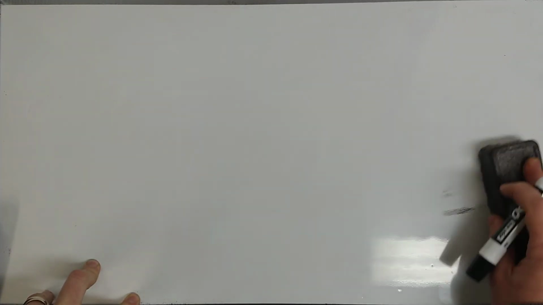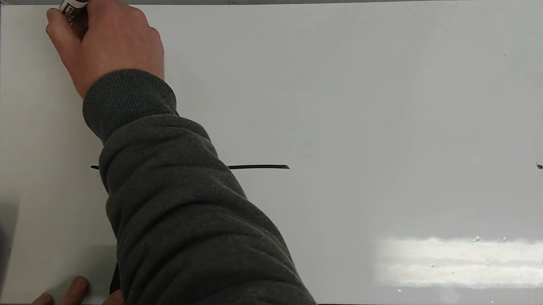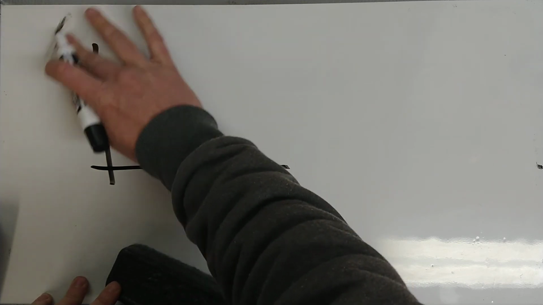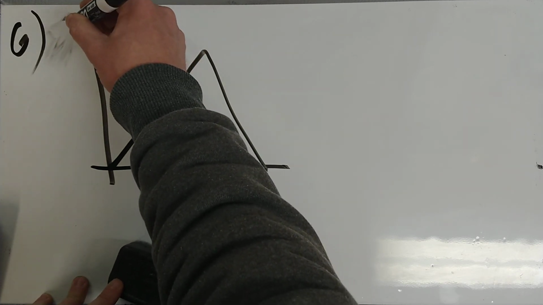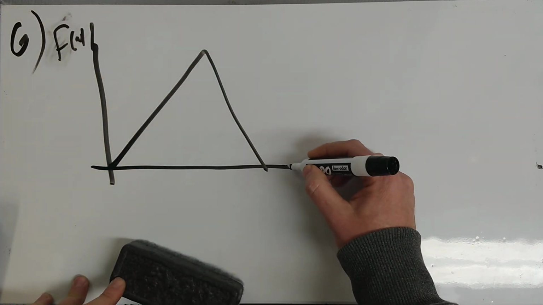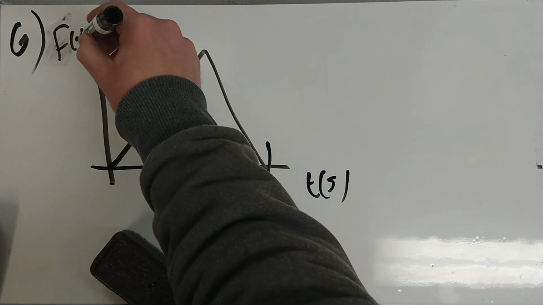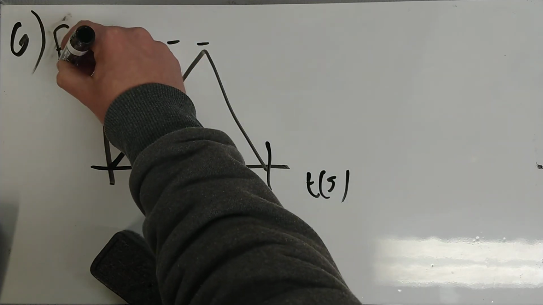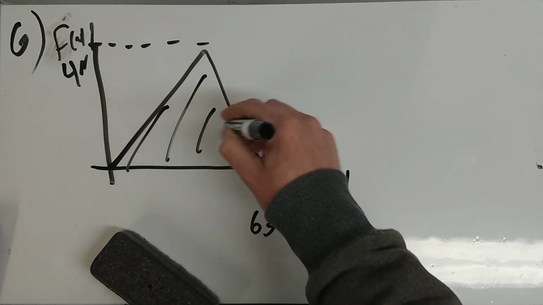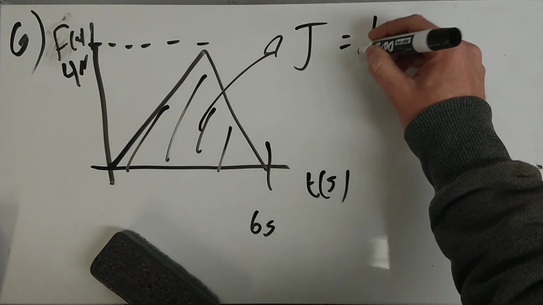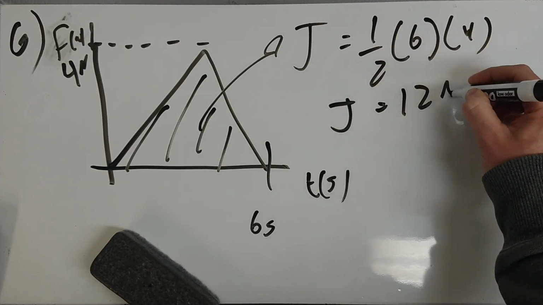All right, so we can find the area under the curve. For the next one, number 6, it kind of approximates that curved shape on the force versus time. Not really, but it shows it peaking and then decreasing. So again, it's 6 seconds and a peak of, in this case, 4 newtons. The area under the curve gives us the impulse. This is 1/2 of base times height, 6 times 4, 1/2 of 24. The impulse is 12 newton seconds.